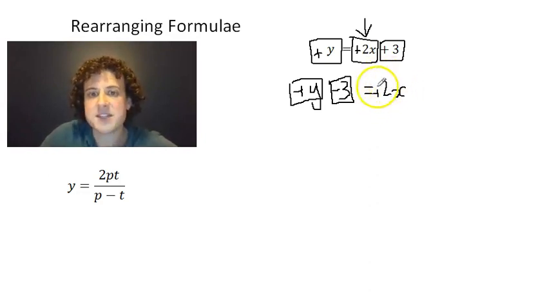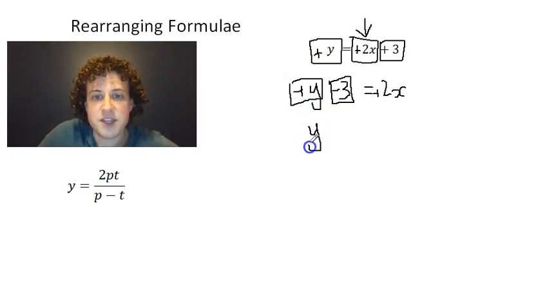It's 2 times x, so we divide. We can get rid of the boxes now, the squares around it. We don't need that plus at the beginning. Y minus 3, and we're dividing by 2. We divide the whole lot by 2, and this equals x.